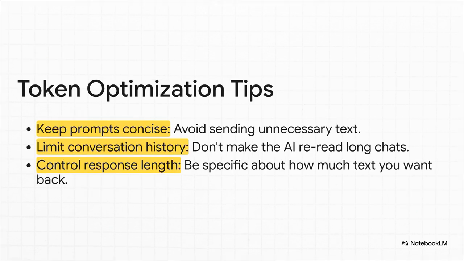So, here are 3 super easy ways to get better at this. First, keep your prompts tight. Cut out the fluff. Every extra word costs you tokens. Second, manage the conversation history. You don't need the AI to reread your entire chat history for every single question. And third, tell the AI how long you want its answer to be. If you only need a sentence, ask for a sentence. Don't let it write a novel and charge you for it.